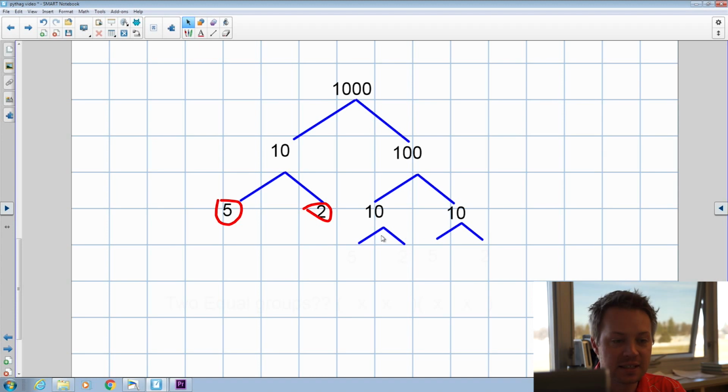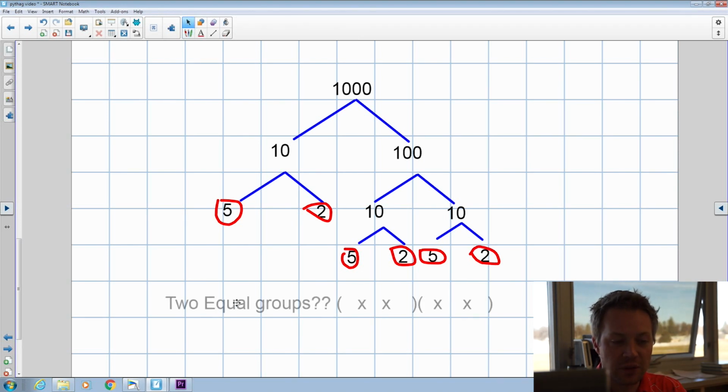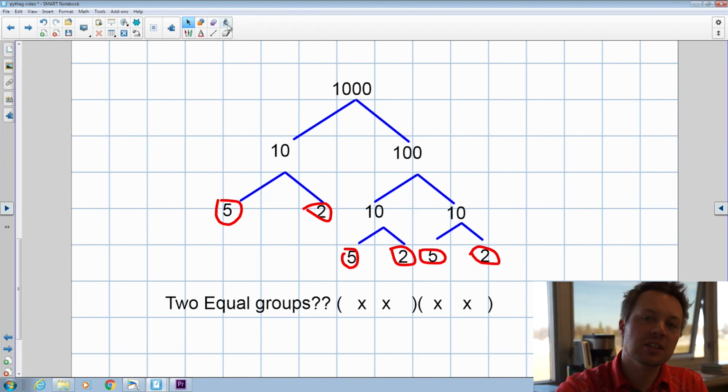But my 10s can be broken down to another 5 and another 2 and another 5 and another 2. Again, those are all prime numbers, so I'll circle those as well. So what we have here are all the prime factors of 1,000. And the real question here to decide if 1,000 is a perfect square or not is can I fit those into two groups that are the exact same? So let's go ahead and try that.